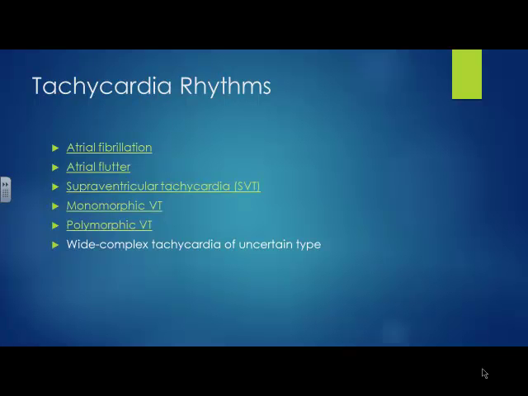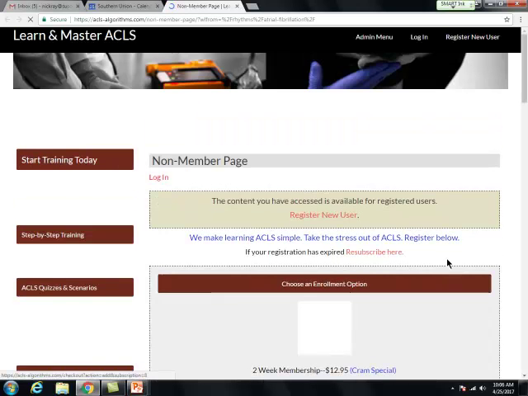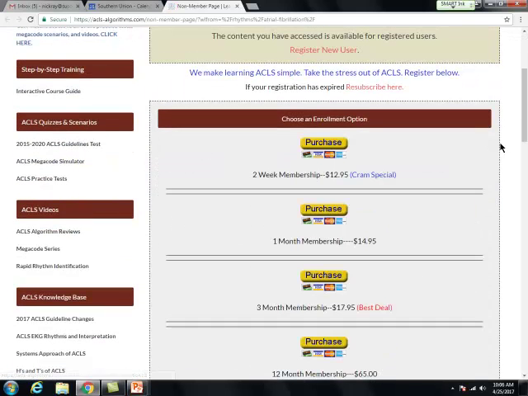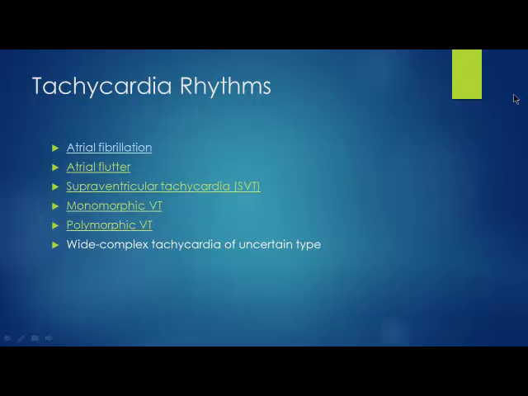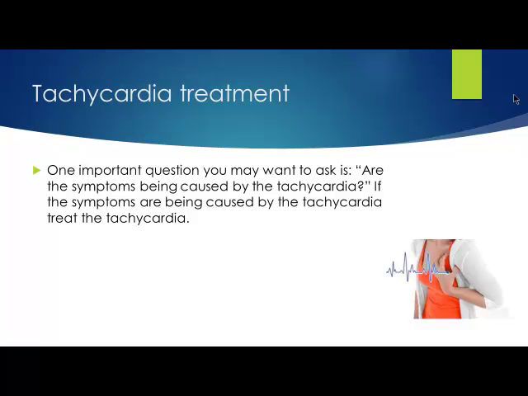Now, what could fall under your tachycardia rhythms? You've got your atrial fibrillation, your atrial flutter, your SVT, your monomorphic VTAC, and your polymorphic VTAC, and then other wide complex tachycardias. But there's something key in all of these that they have to have in order for us to go down the following algorithm. They gotta have a pulse. All right?